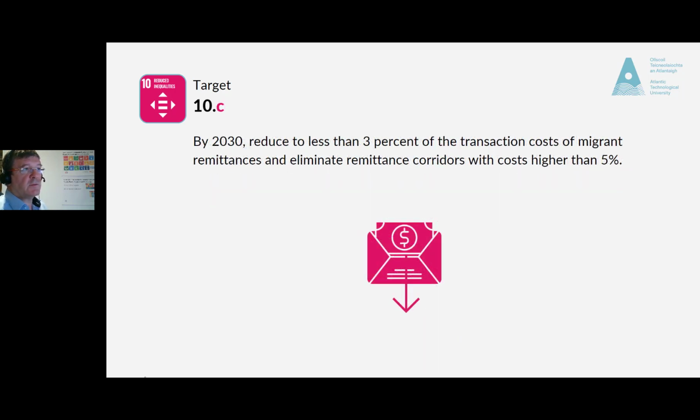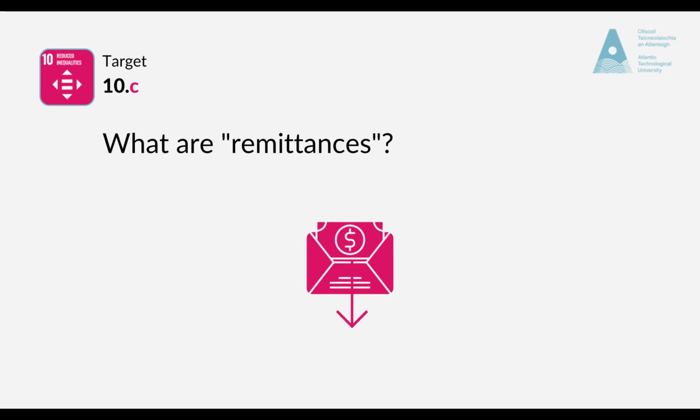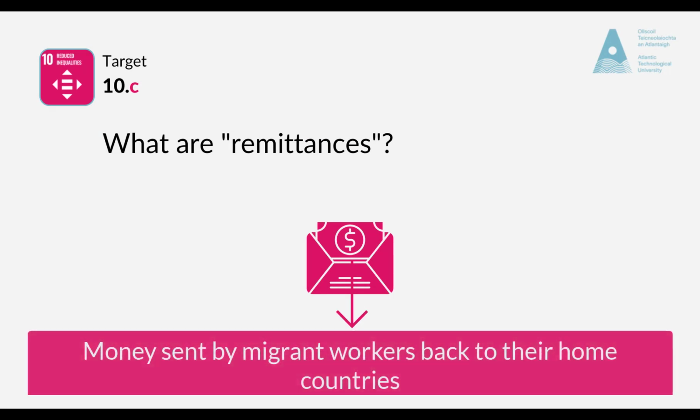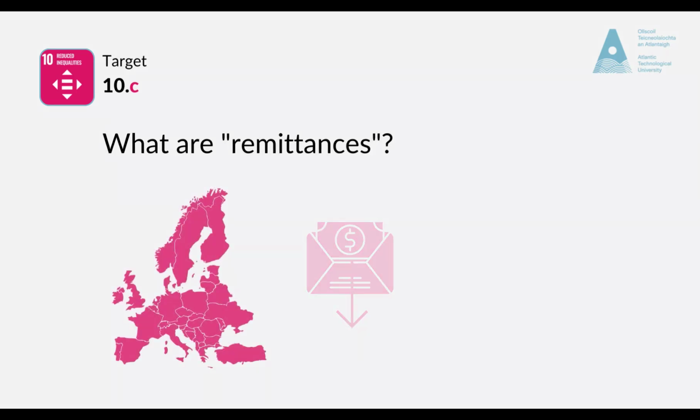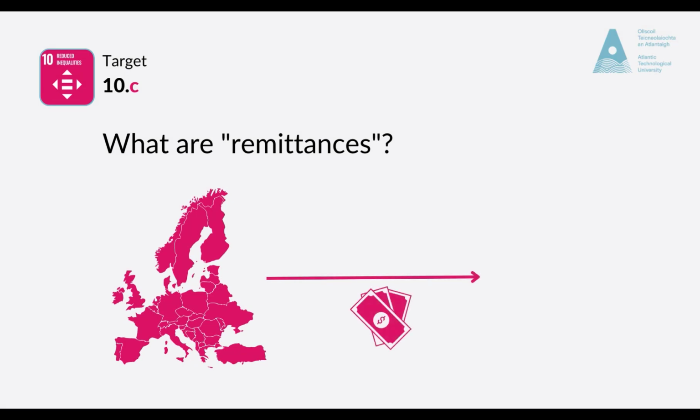Target 10.C: By 2030, reduce to less than 3% the transaction costs of migrant remittances and eliminate remittance corridors with costs higher than 5%. This is a particularly interesting target. Remittances represent the money sent by migrant workers back to their home countries. A remittance corridor is essentially the sum of remittances sent between two specific countries.